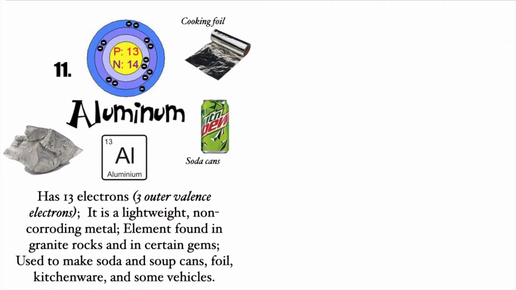Now we have aluminum, which is a very thin, malleable metal. Malleable meaning it can be hit down and pounded down into something that can take a shape. It can be made into flat sheets. So it's a very lightweight, non-corroding metal, so it doesn't rust. It can be found in granite and certain gems. It can be used to make soda cans, aluminum foil, and different kitchenware.